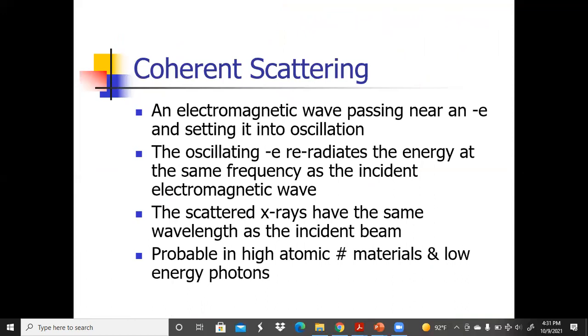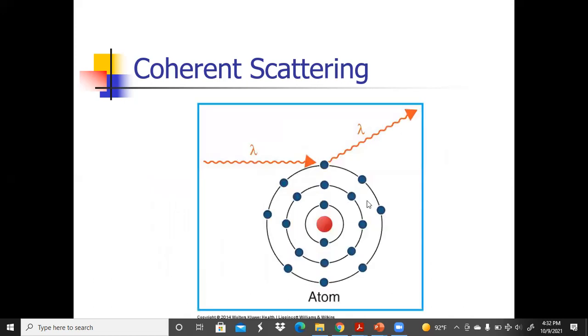Coherent scattering is an electromagnetic wave passing near an electron and setting it into oscillation. The oscillating electron re-radiates the energy at the same frequency as the incident electromagnetic wave, and the scattered X-rays have the same wavelength as the incident beam. It is probable in high atomic number materials and low energy photons. So something like this: beam goes in, beam goes out.